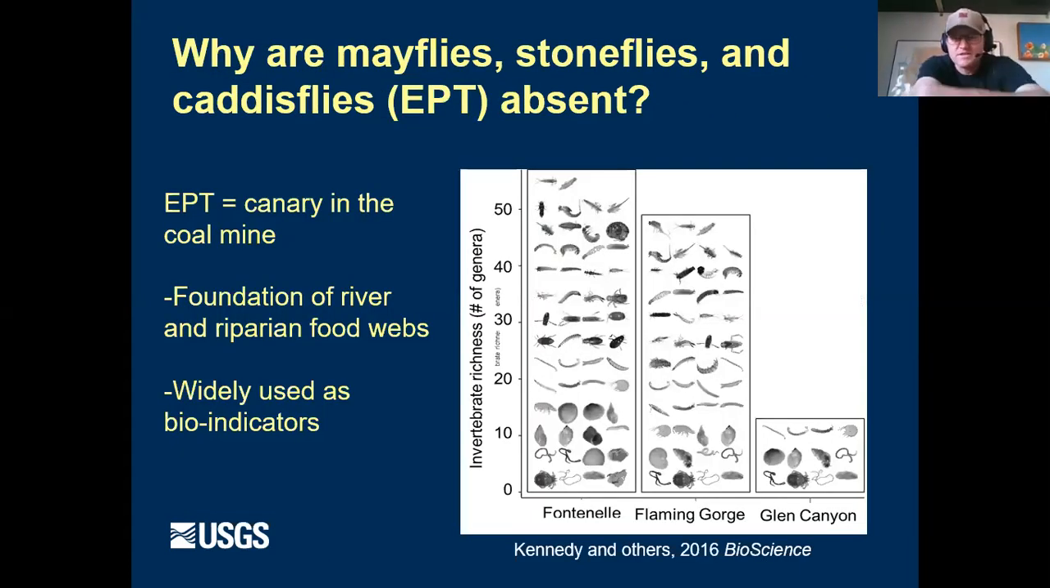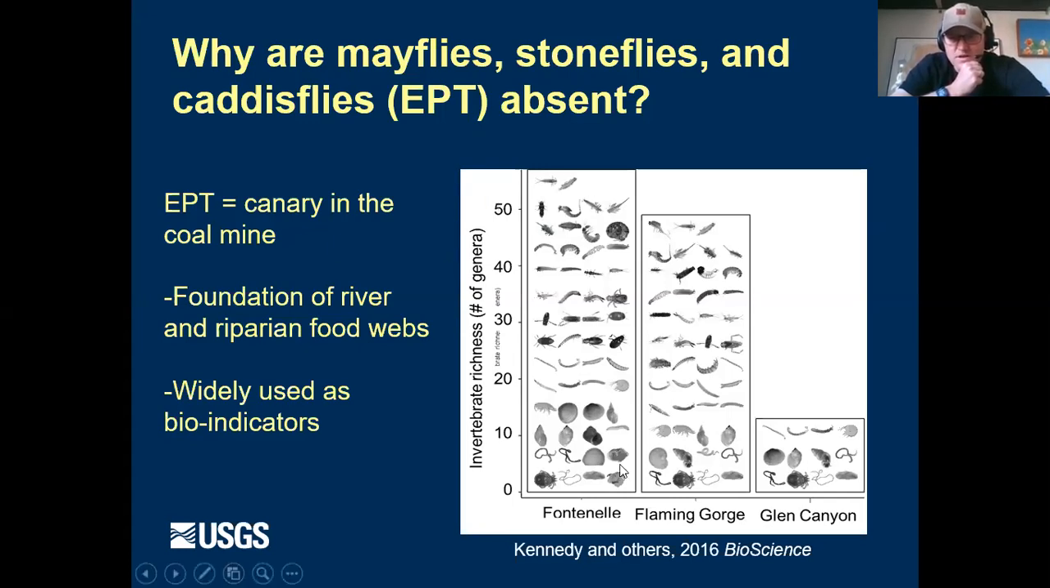And then here's a diagram just showing sort of how impaired the insect assemblage is. We've completely lost the mayflies, stoneflies, and caddisflies really, and these are considered the canary in the coal mine in rivers in general. They're the foundation of river and riparian food webs. And so what this diagram shows is how many unique genera of invertebrates are present in different tailwater rivers.